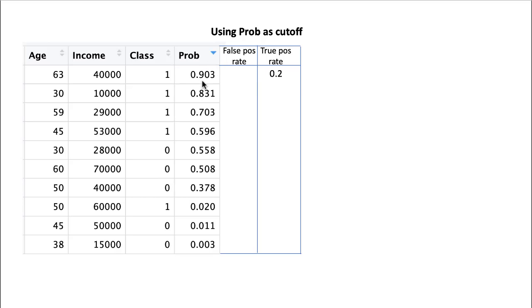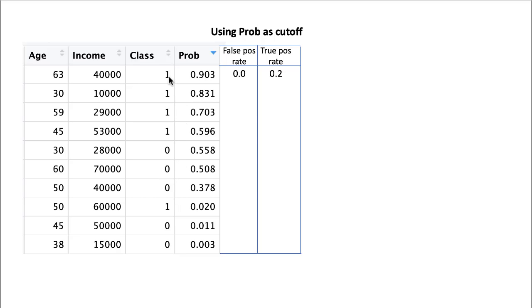Okay, so if your cutoff probability is 0.903, then your true positive rate is 0.2. Why is it 0.2? Because there are 5 positives in the data set and 5 negatives, and this will classify one of those 5 as positive. And therefore the true positive rate is 0.2, 1 out of 5. Okay, and the false positive rate is going to be 0 because nothing is going to be falsely classified as positive, right?